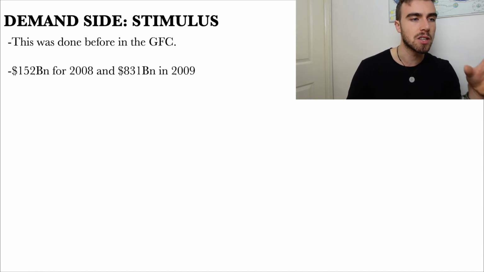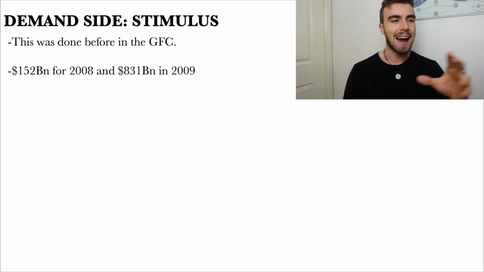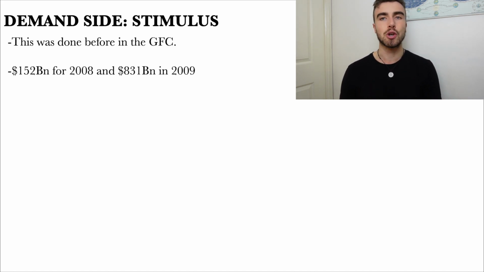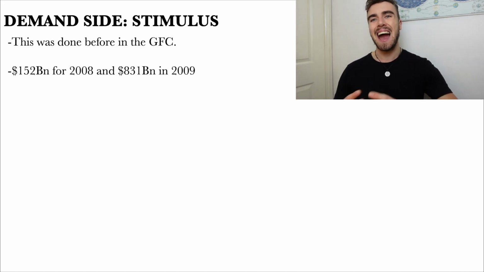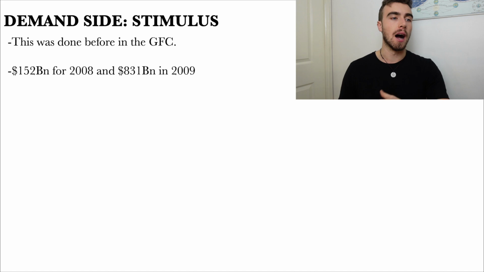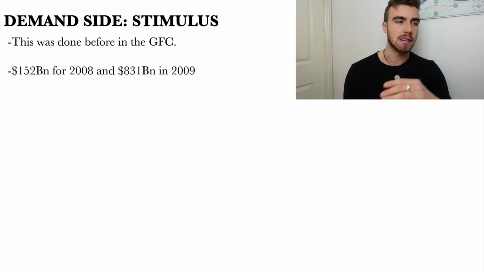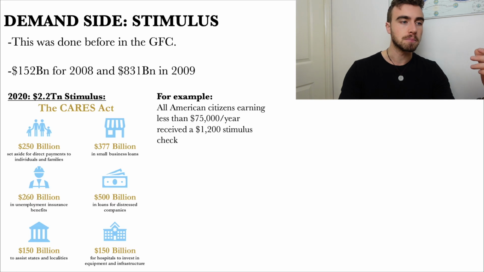So this is the other side of the demand, is the stimulus, which is completely different from QE. And a lot of people that are relatively new to the financial investing space, they don't actually realize they're two completely different things. So we had a stimulus before in the global financial crisis, and that came to 152 billion in 2008. And then when the crisis got really bad in terms of affecting the actual economy and people's lives, things like unemployment, then there was another 831 billion stimulus package. So we're talking just shy of $1 trillion in stimulus in the GFC.